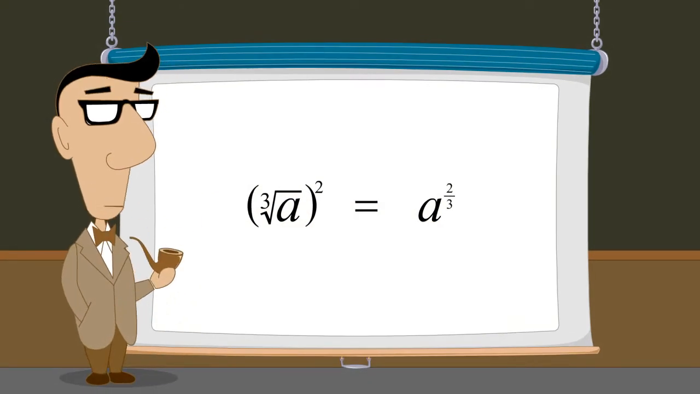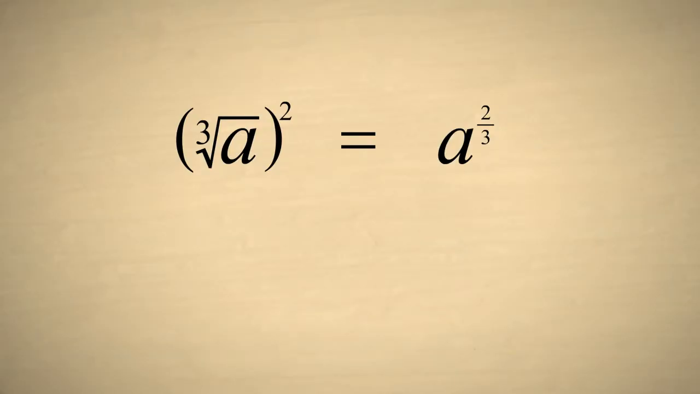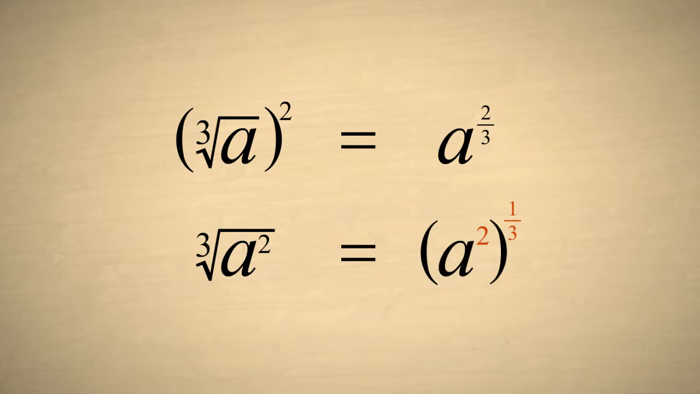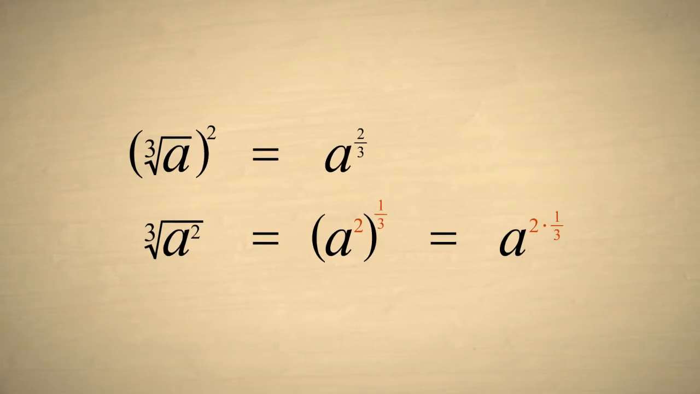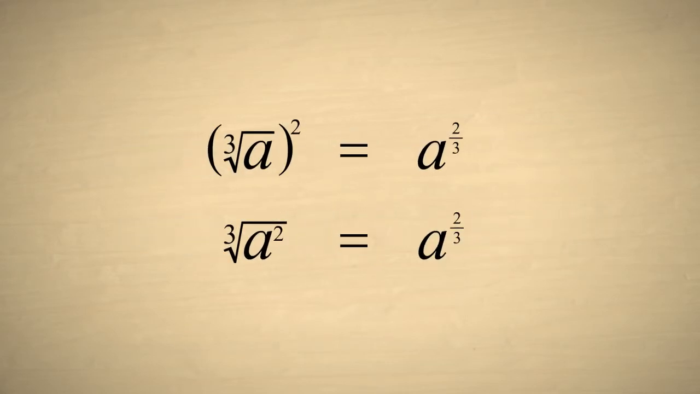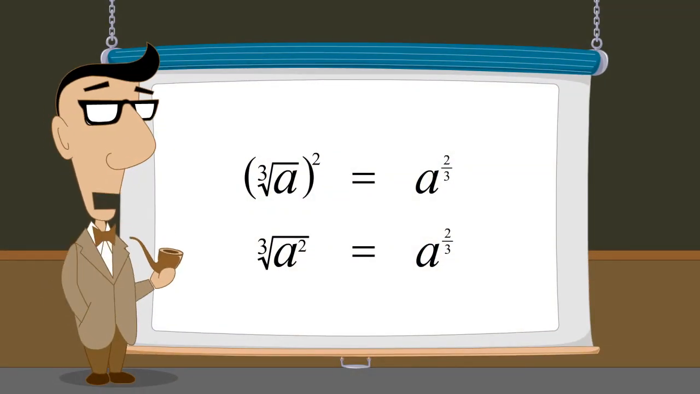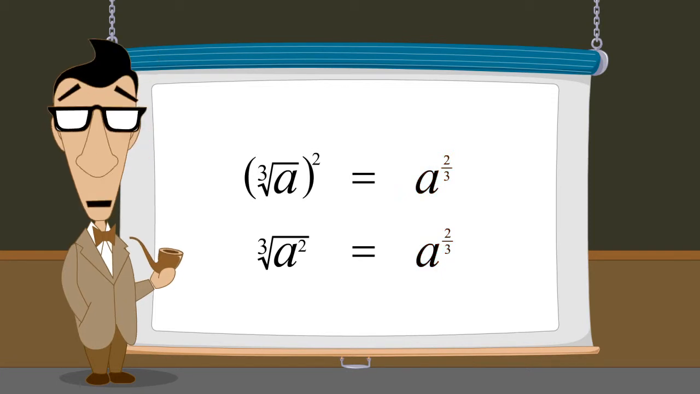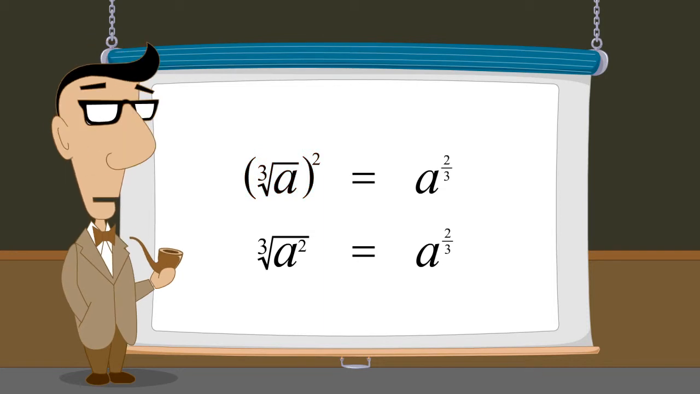However, we could have also come up with a to the 2/3 in a different way. Instead of squaring the cube root of a, we could have first squared a, and then taken the cube root. Using exponents, this would be written as a squared to the 1/3 power, and multiplying the exponents, once again we get a to the 2/3 power. So in both cases, we get a to the 2/3 power, regardless of whether we start by taking the cube root of a and then squaring it, or start by first squaring a and then taking the cube root.